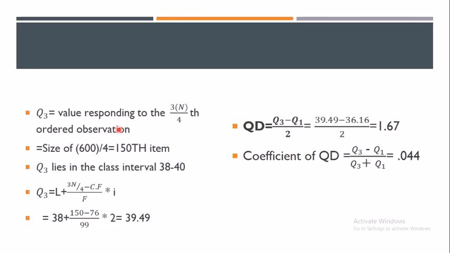So the value corresponding to Q3 is given as 3 by 4 into the nth ordered observation. In this case it is the 150th item. Now Q3 lies in the class interval what? 38 to 40. Q3 is equal to this formula. Now what is your L over here? The lower limit is 38, then 3 into n by 4 is 150 minus cumulative frequency.